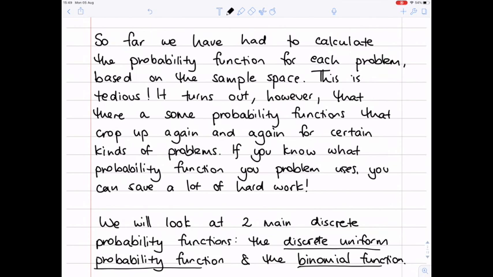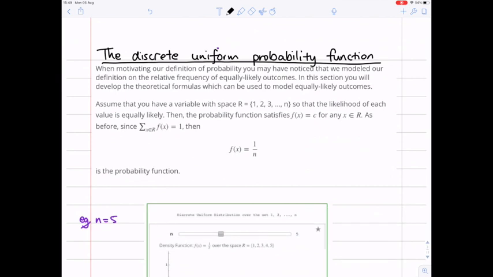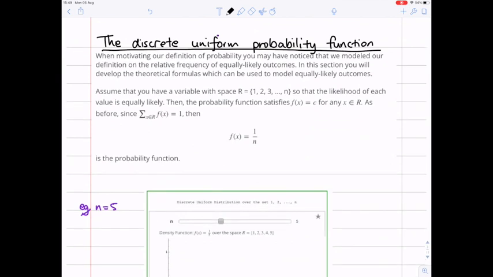We're going to look at two main discrete probability functions, the discrete uniform probability function and the binomial function. The discrete uniform probability function models any situation where the outcomes all have equally likely probability. So these are things that we've seen, for example, a fair dice roll or things like that.